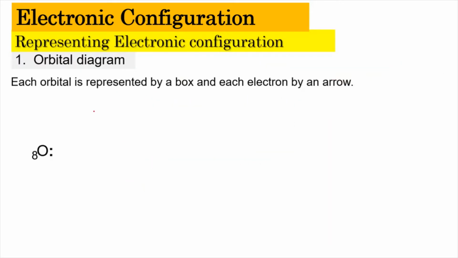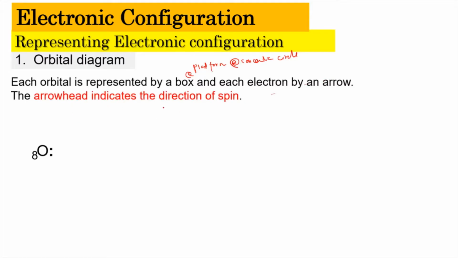So for the orbital diagram, each orbital can be represented by a box, a platform, or by a concentric circle. Either one of these, and each electron is represented by an arrow. This arrowhead indicates the direction of spin, because you know that your S here, which is the electron spin, can be plus half or minus half. And to make your life easier, you can assume that your plus half is going upwards and your negative half is going downwards. So it is basically up to you.